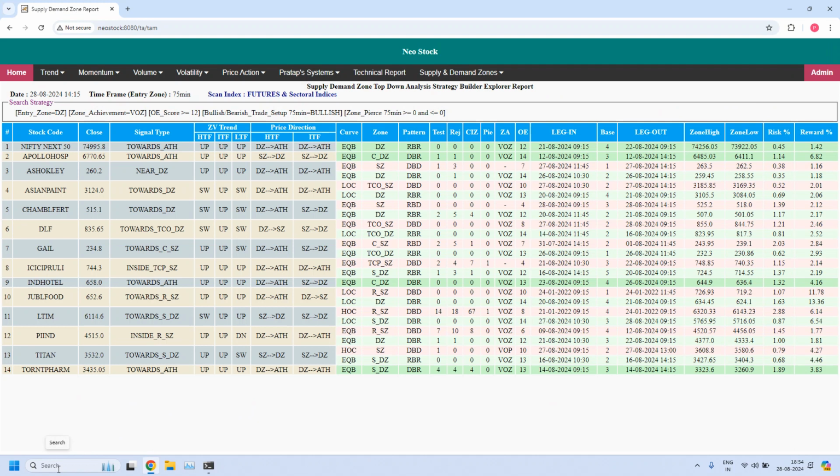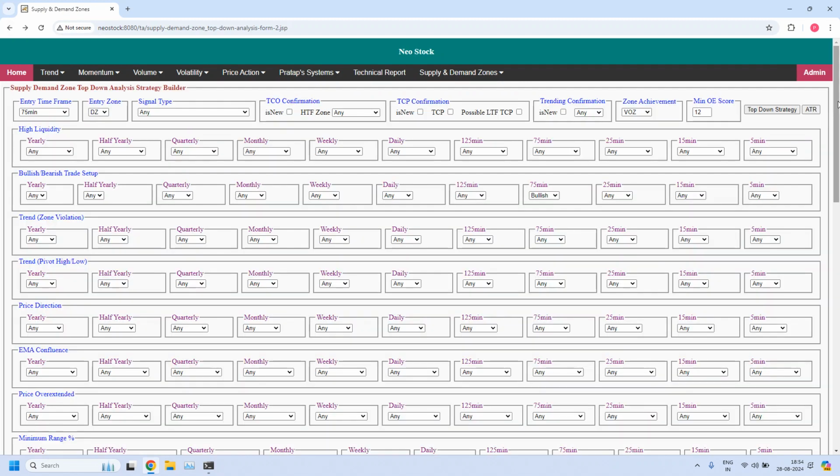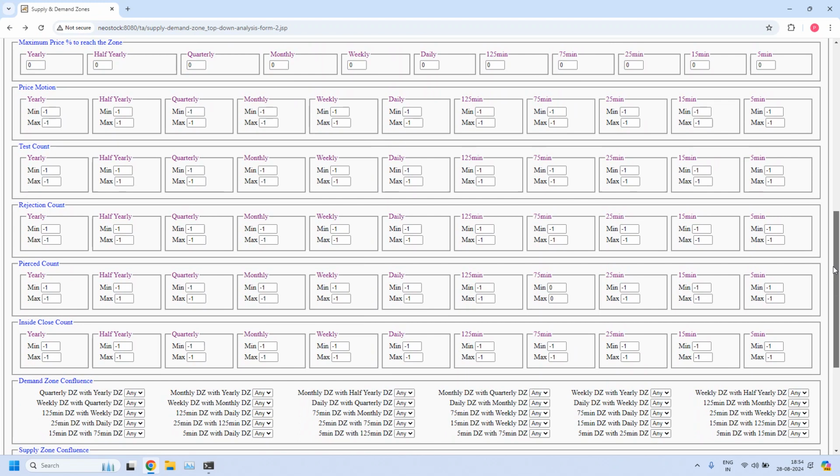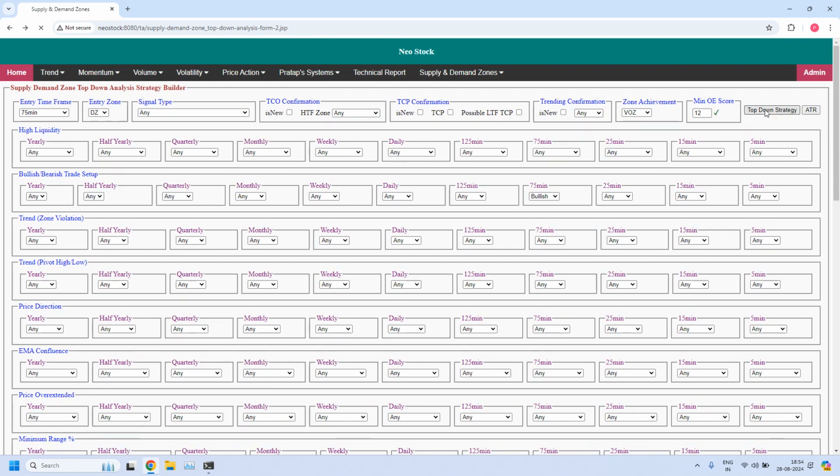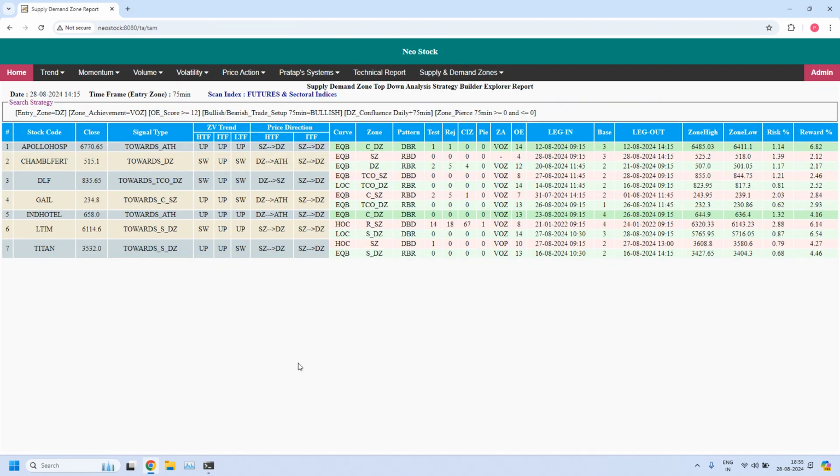Entry time frame is 75 minutes. Now let's verify whether this 75 minutes LTF zone and the daily ITF zone have confluence or not. Demand zone confluence. So we have to check the 75 minutes demand zone with the daily demand zone confluence. That is LTF and ITF confluence is enabled. Now let's filter the stocks. So 7 stocks are filtered.